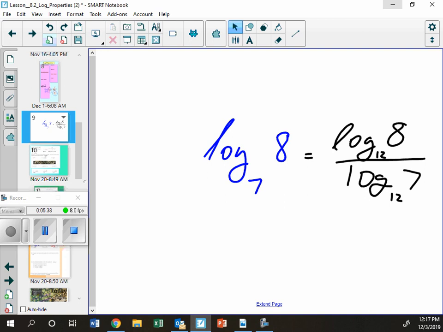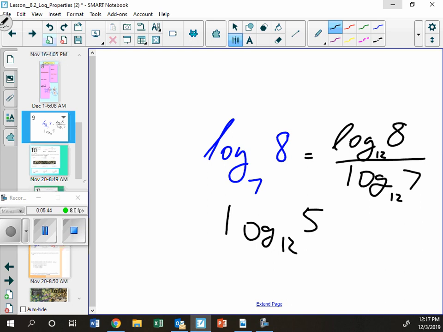You can't just say, oh, now this is log base 12 of like 5. It's not that simple. Okay? Now, I'm going to leave it at that.